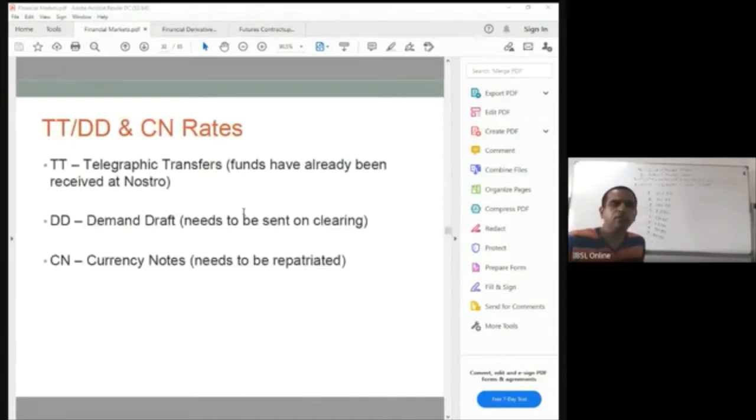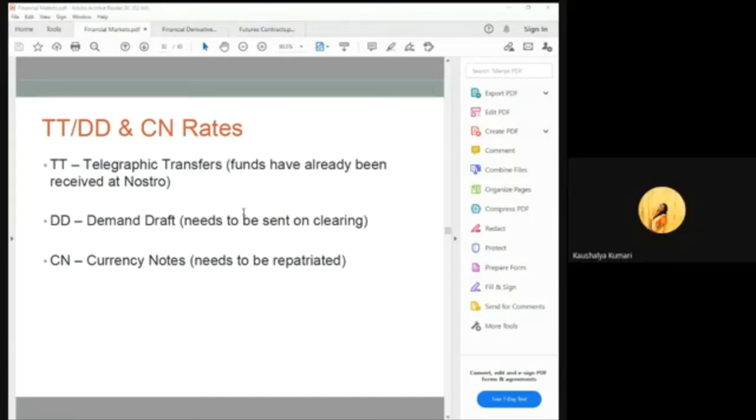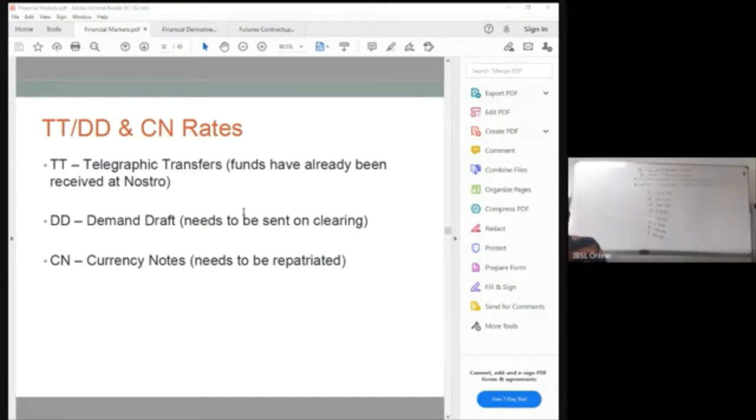Okay, now in your exchange rate sheets, you may have seen 3 different buying rates, isn't it? You have currency notes, demand drafts, and TTs, telegraphic transfers. Generally, which one is lowest? TT rate? TT rate actually is the highest, right?